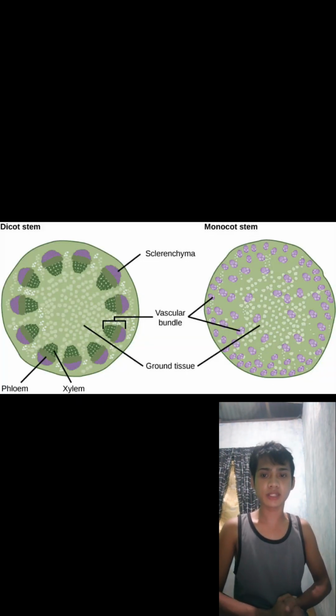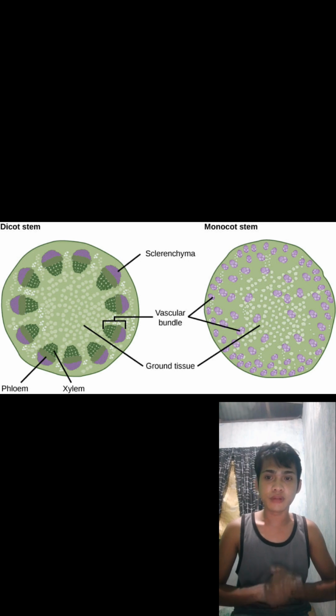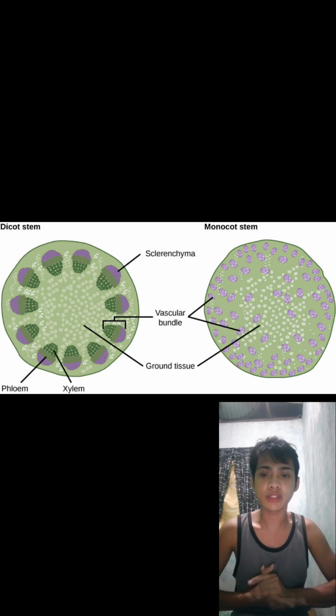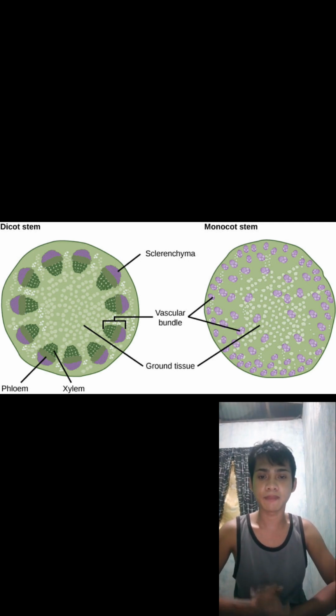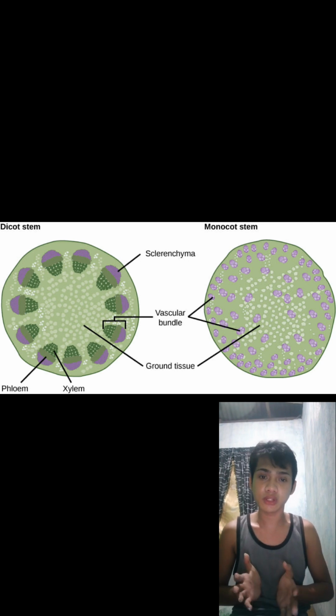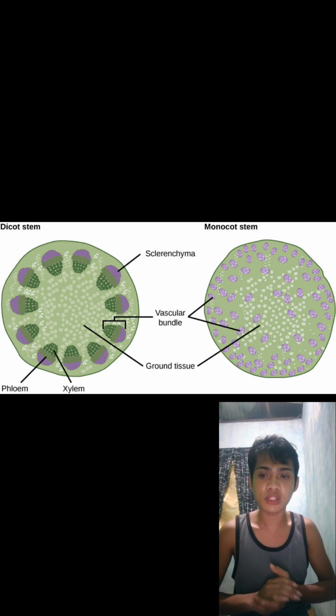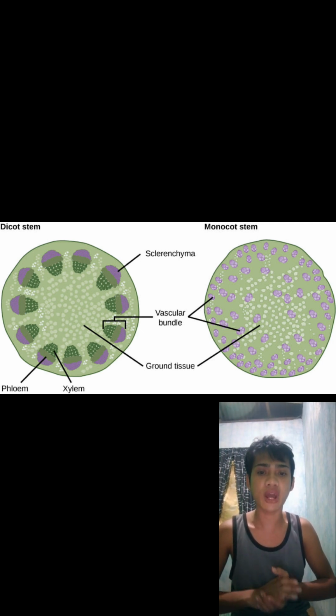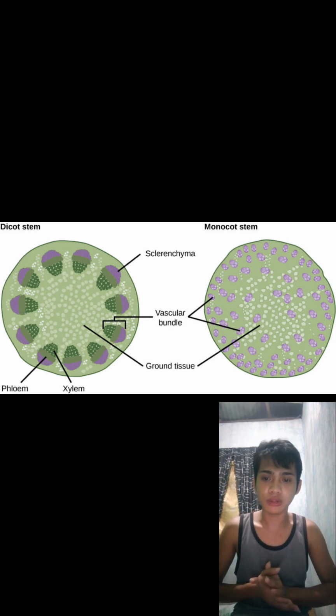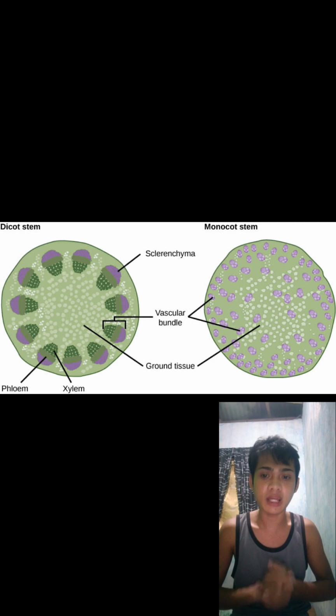Monocot versus dicot stem structures. Finally, let's look at the stem structures of monocots and dicots. These images that I've shown on the screen show the cross-section of a monocot stem and a dicot stem. In a monocot stem, the vascular bundles are scattered throughout the ground tissue. In a dicot stem, the vascular bundles are arranged in a ring forming a decent pattern.